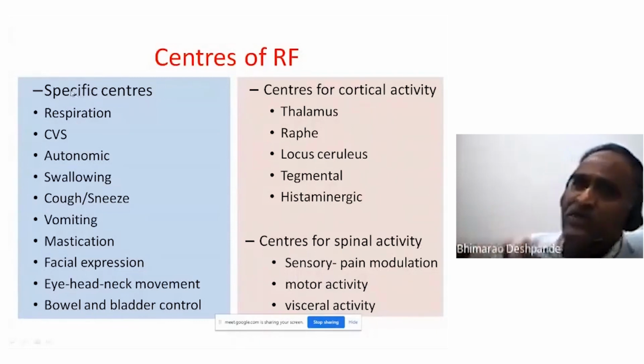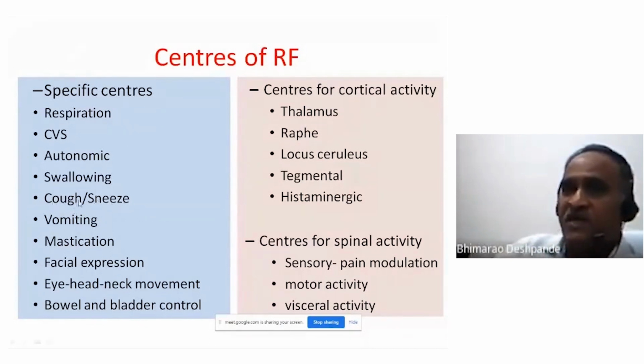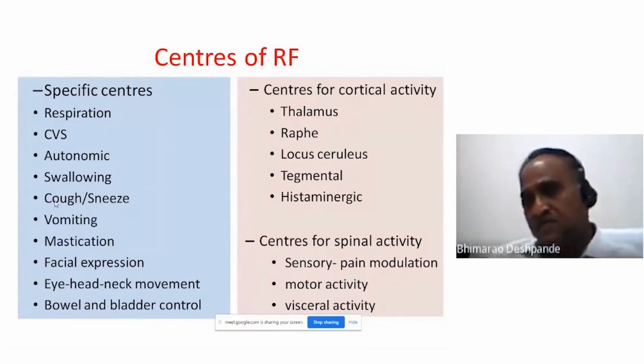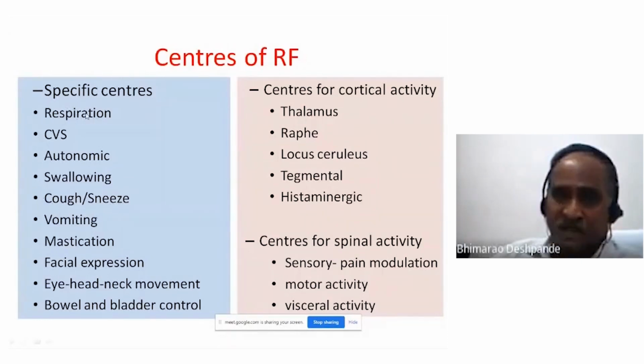Now, looking into the specific centers, one, the group of specific centers in the reticular formation is the respiratory centers. I need not tell about the neural regulation of respiration. I have already mentioned we have the pontine and medullary respiratory centers which govern the rhythm of the respiration. Not only rhythm of the respiration, at times the reflexes of the respiration. If something is there, coughing, the forceful expiration, or sneezing, very explosive expiration. So that means this is brought by the respiratory centers.